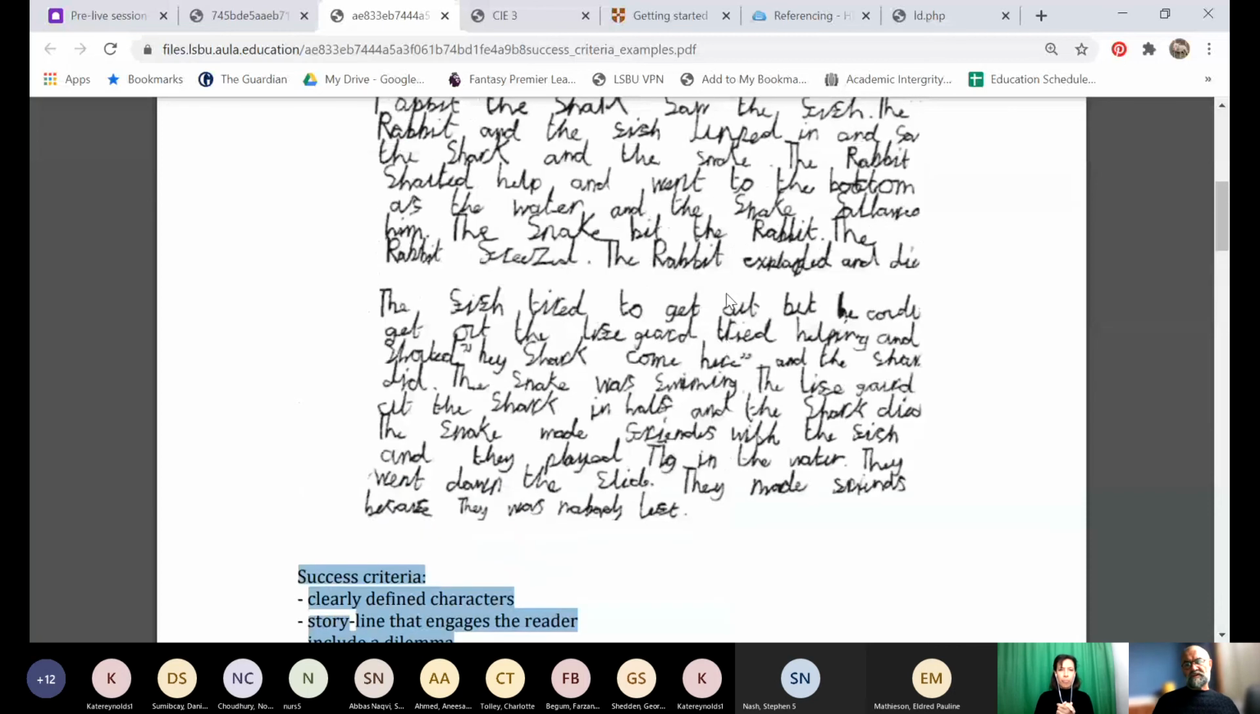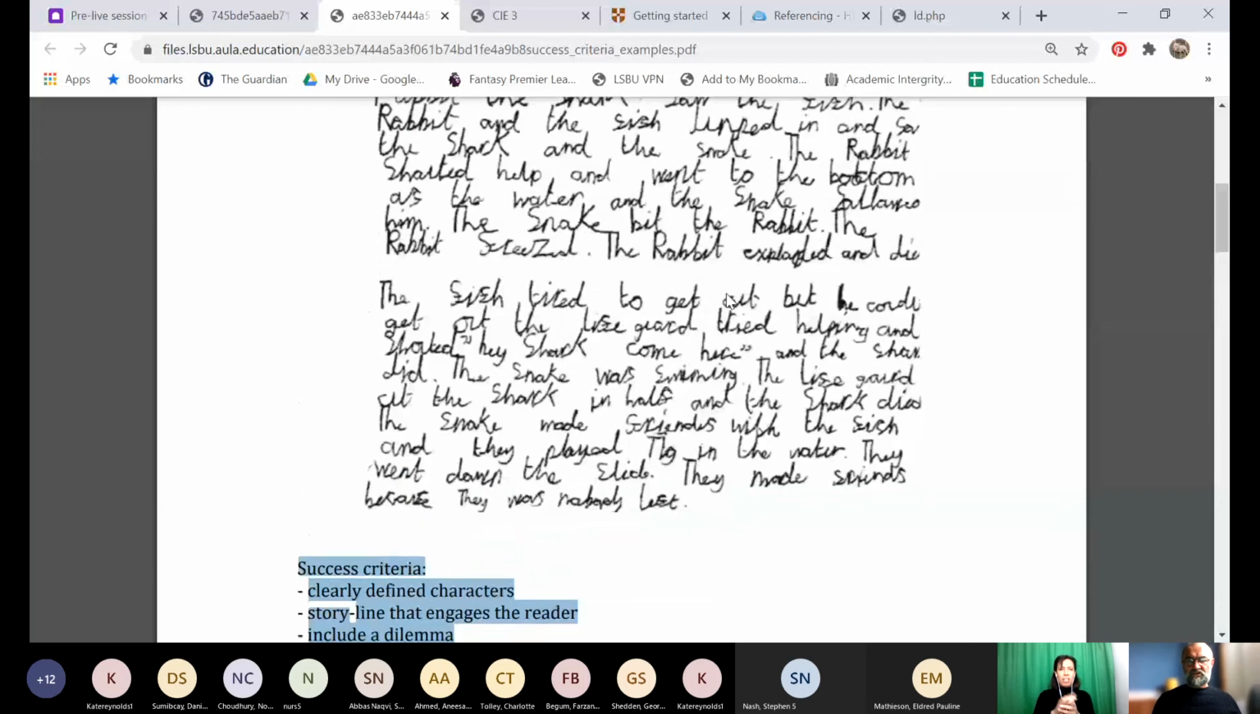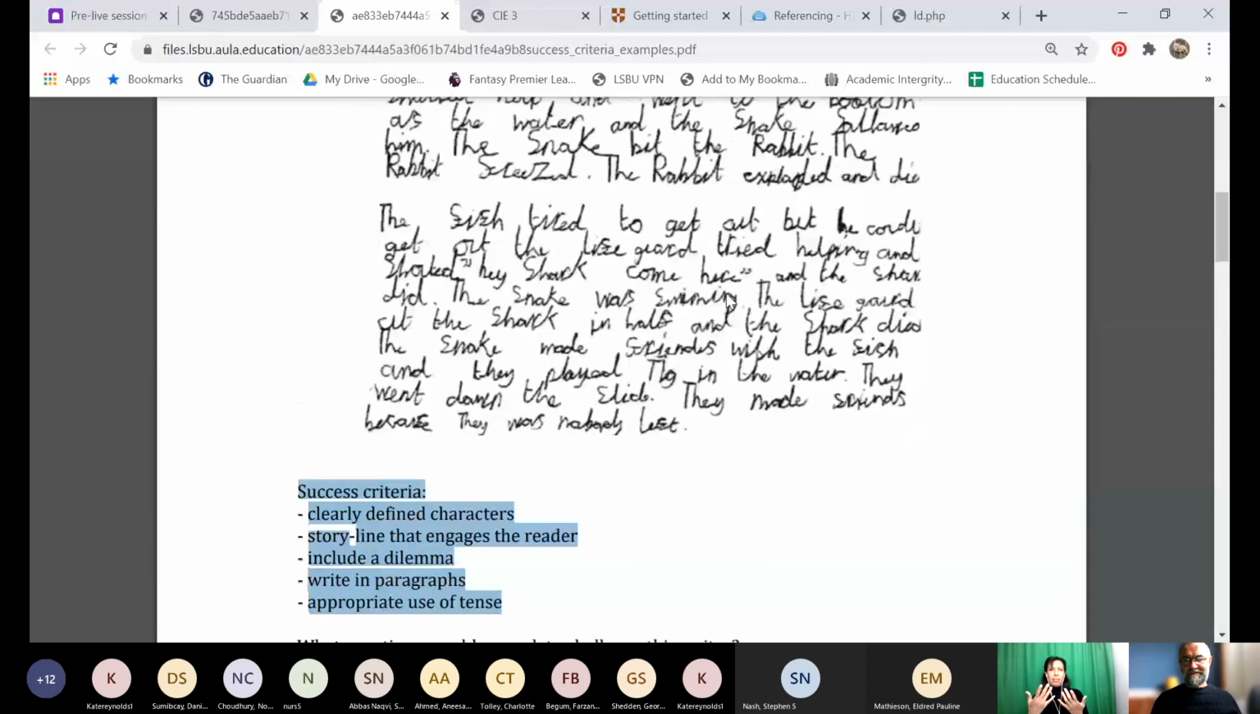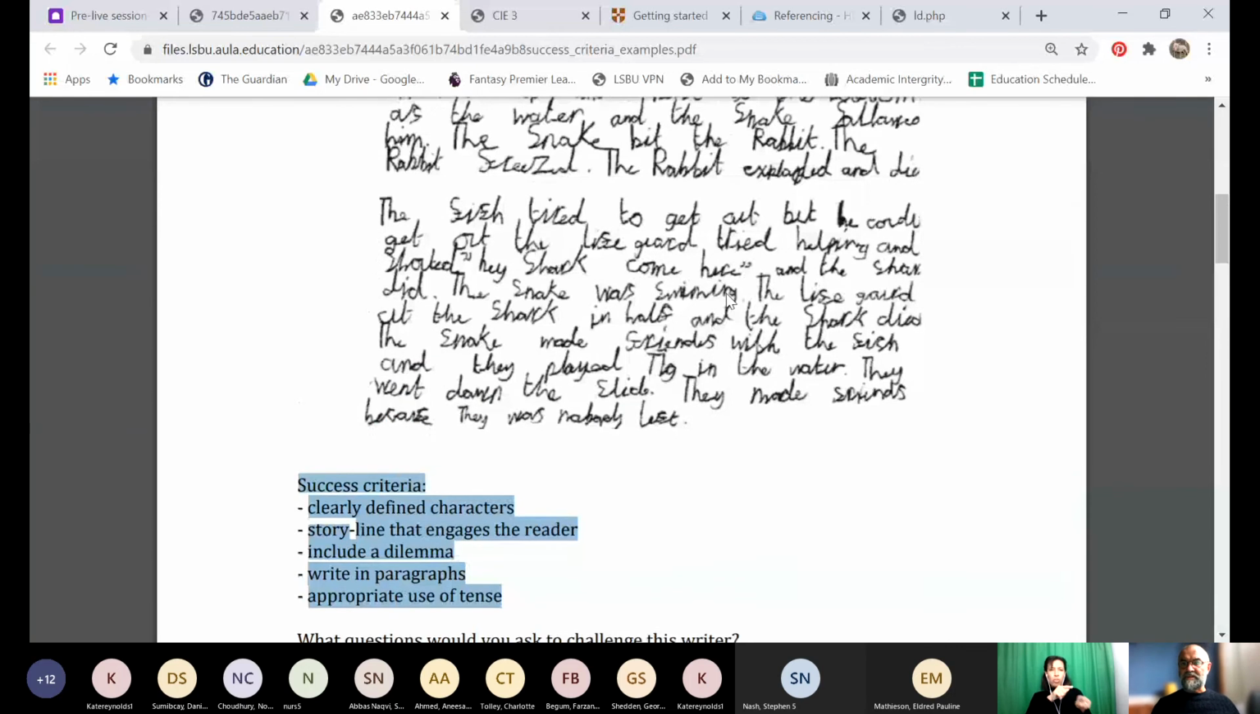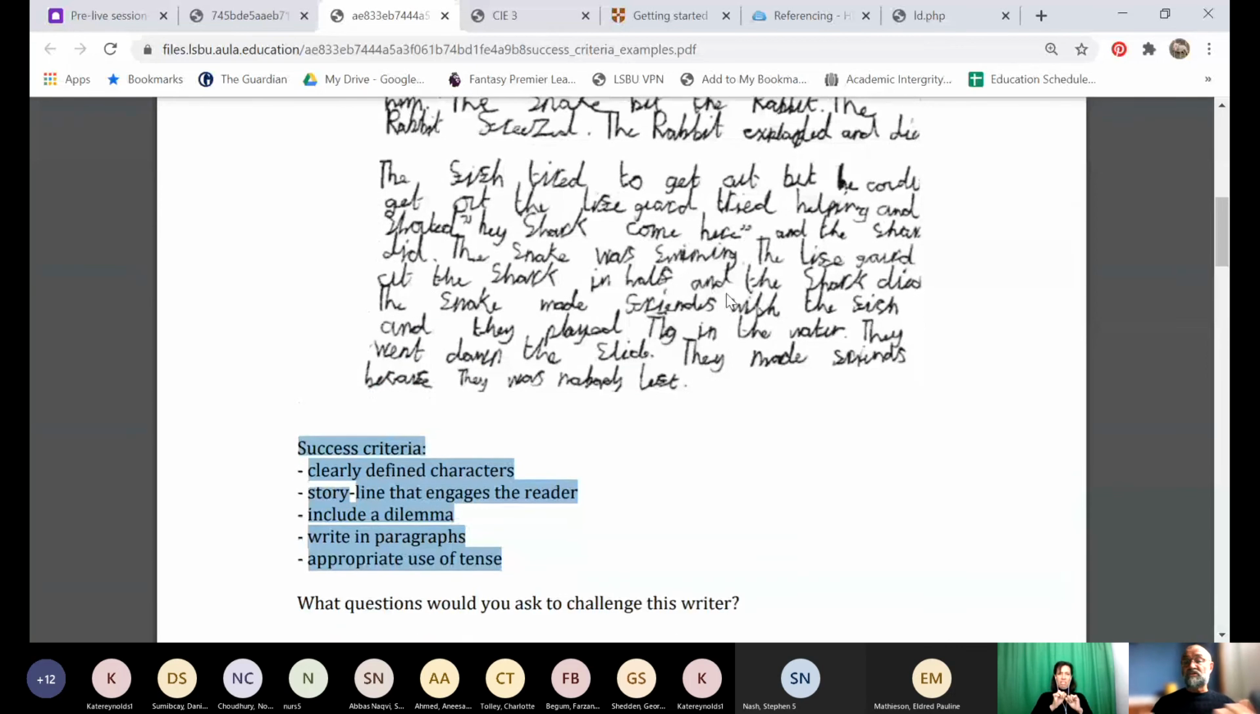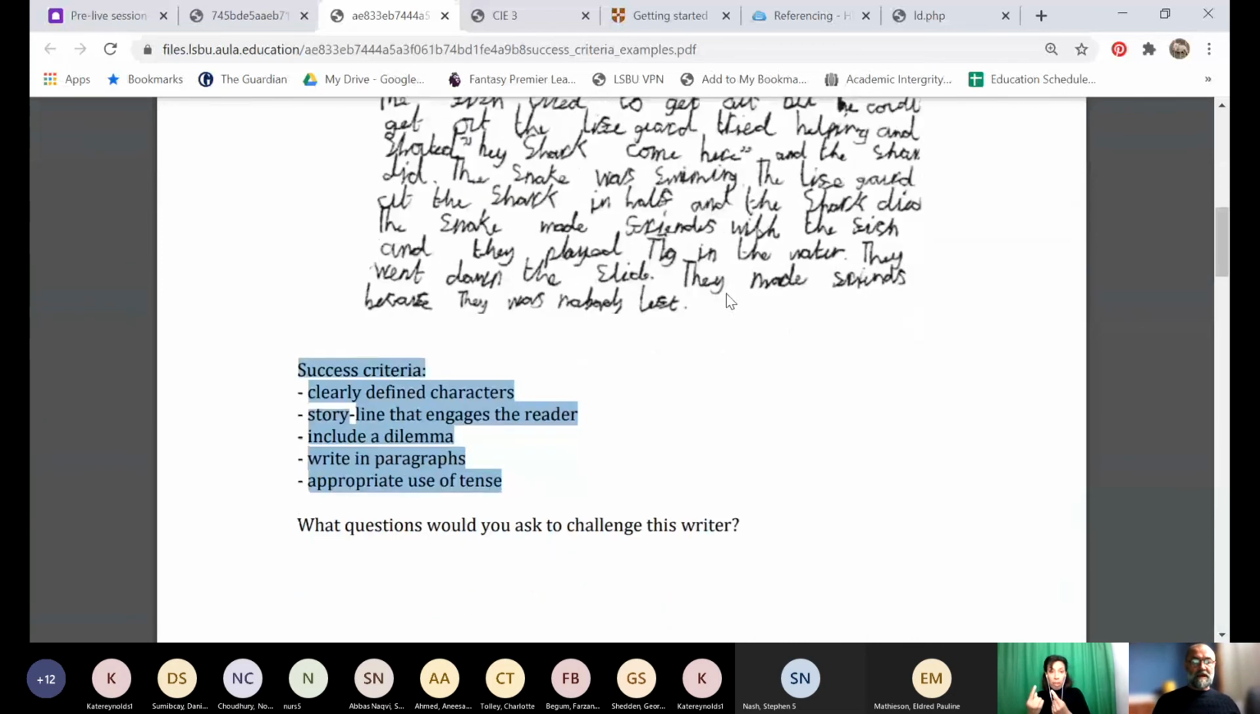So there's a threat to the shark, and they've got to try and manage dealing with the shark and not getting eaten by the shark. So there's a bit of a challenge there and some choices. Do they run away? Do they stay and help each other, etc., etc.? So you've got a dilemma there.